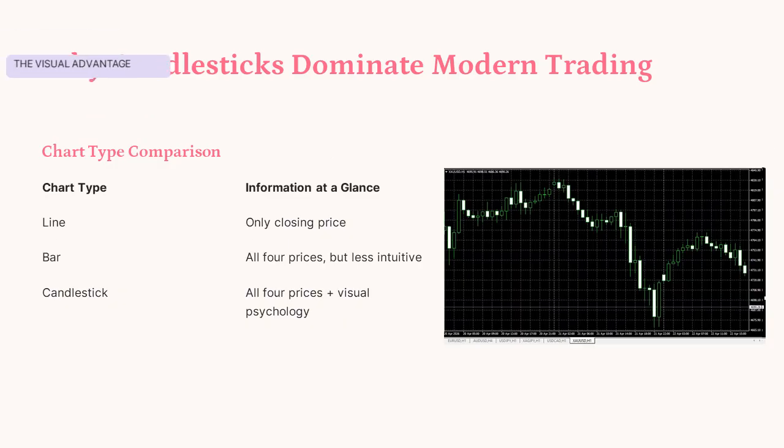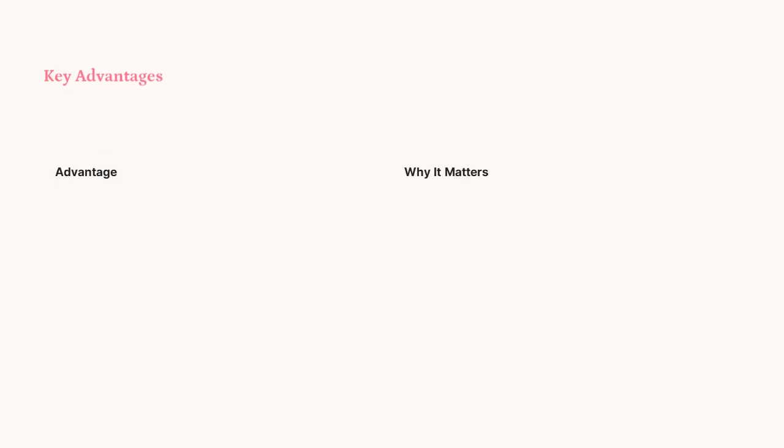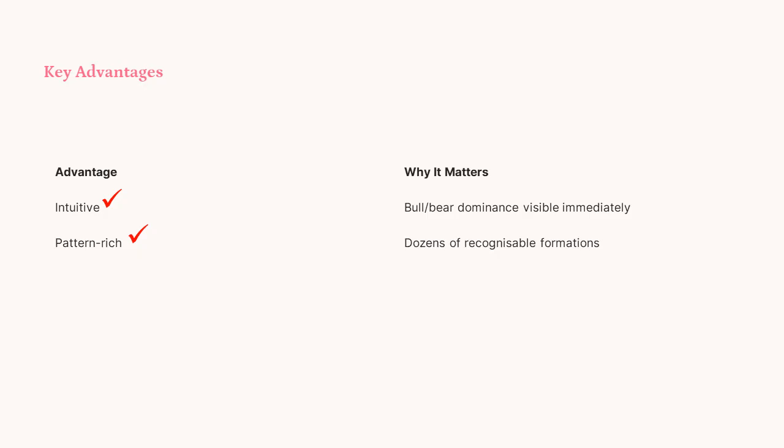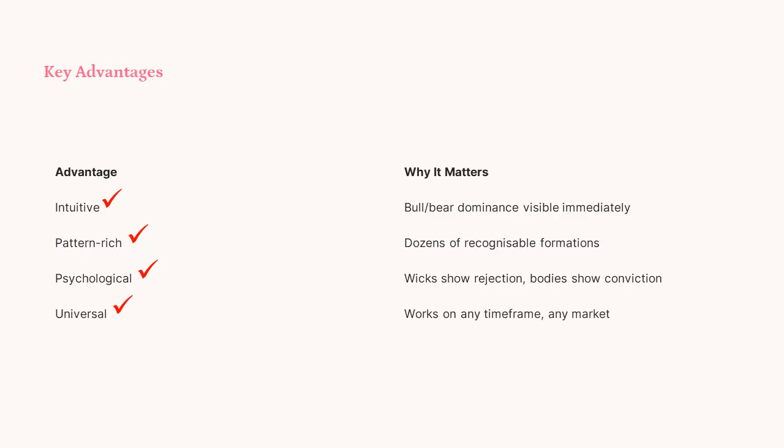That's the visual advantage. Here are candlesticks' key advantages and why it matters. They include: 1. Intuitive. Bull or bear dominance is visible immediately. 2. Pattern-rich. There are dozens of recognizable formations. 3. Psychological. Wicks show rejection. Bodies show conviction. 4. Universal. Works on any time frame, any market. 5. Historical. Candlesticks have centuries of proven reliability.